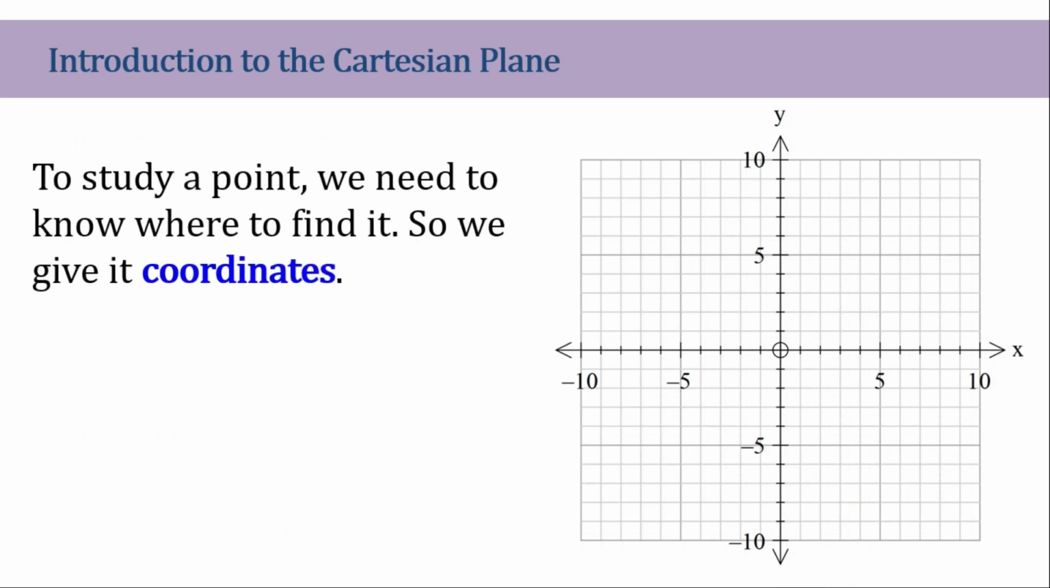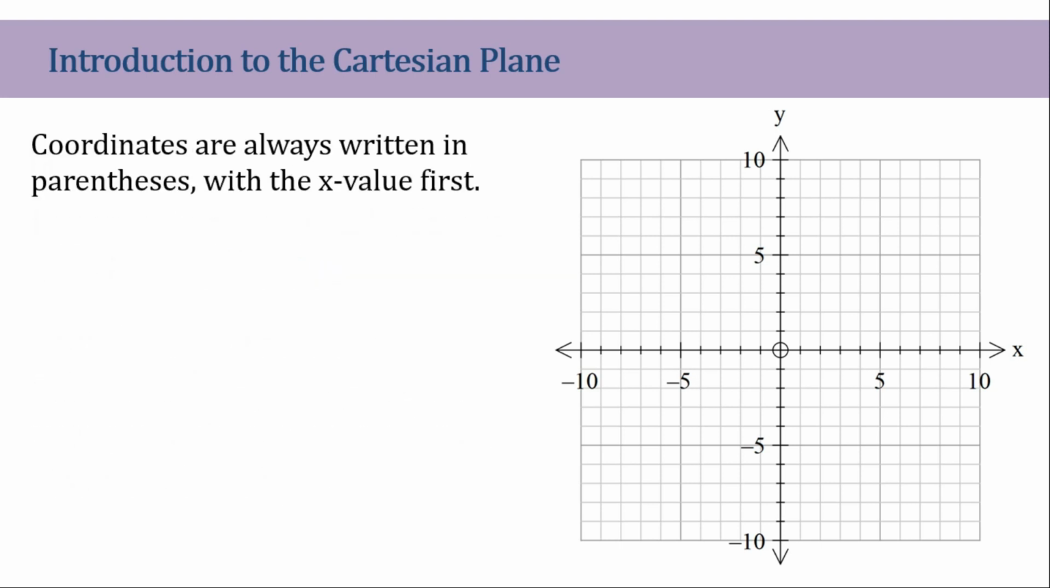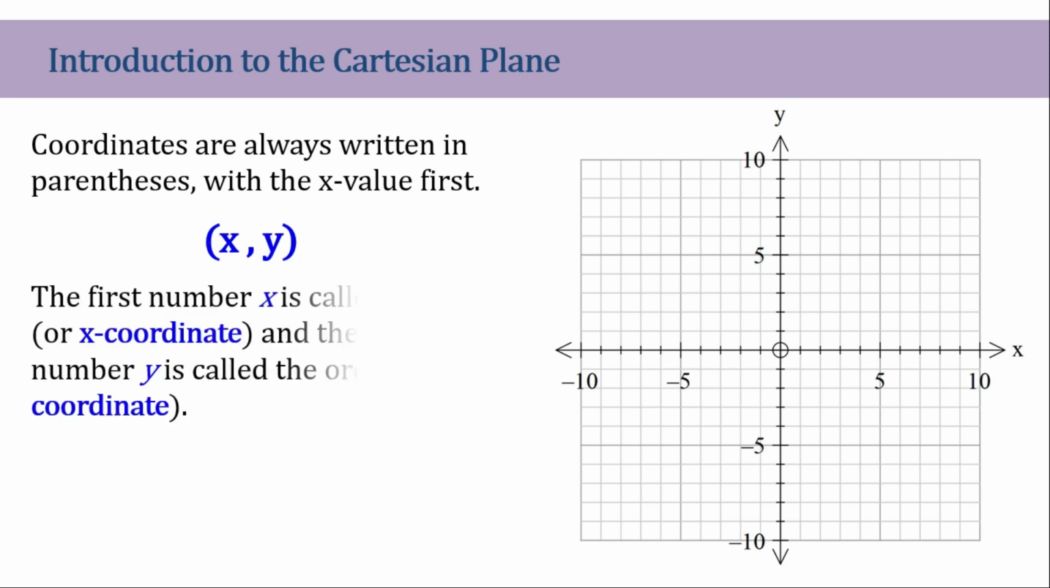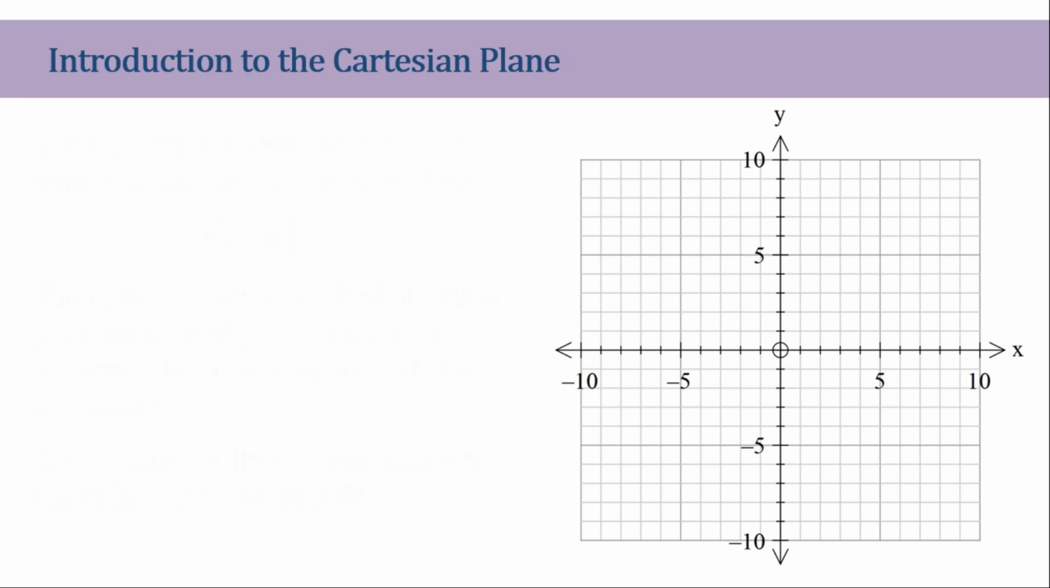To study a point, we need to know where to find it, so we give it a coordinate. Coordinates are like an address. They tell you how you can get to a point if you start from the origin. Coordinates are always written in parentheses with the x value first, like this one. The first number x is called the abscissa or x coordinate, and the second number y is called the ordinate or y coordinate. Coordinates written in parentheses are called an ordered pair.